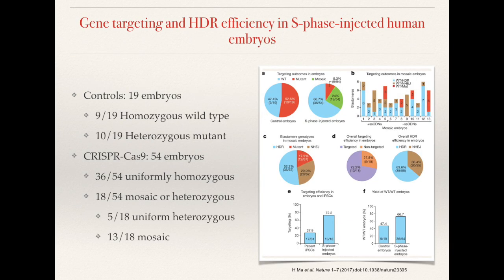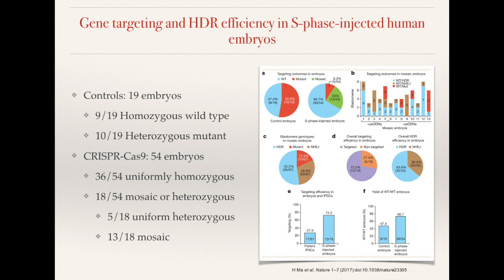The first experiment in this study started out by fertilizing healthy donor oocytes with sperm with a heterozygous mutation. They injected the guide RNA, the Cas9 protein, and the DNA template into the cytoplasm of the zygote during the pronuclear stage, which was 18 hours post-fertilization. They cultured the zygotes for 3 days and then analyzed them by sequencing.